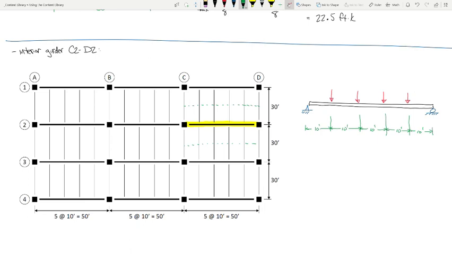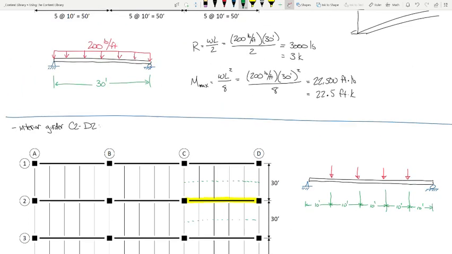How much are these loads? How much is each one? Well, how much were the reactions for the beams? 3 kips. So is this 3, 3, 3, and 3? It's 6 because there's a beam here and there's a beam there. That point right there has 2 beams. So this is 6 kips. 6 kips.